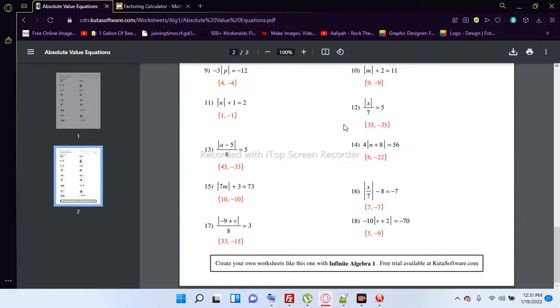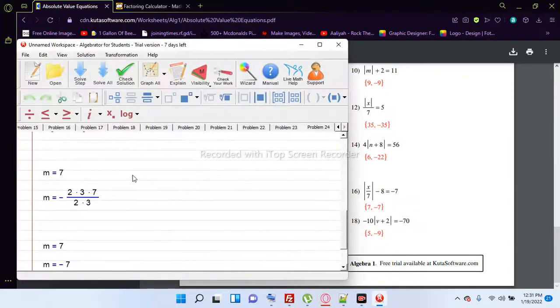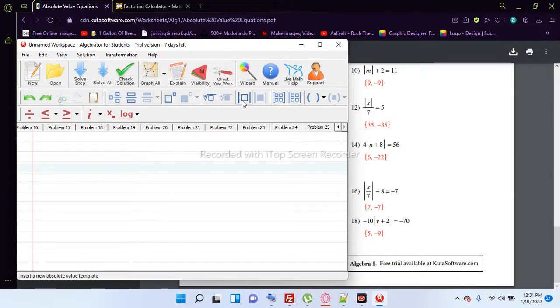let's see here. Let's try this one here. Okay? X over 7 minus 8 equals -7. Okay, X over 7 minus 8 equals -7. Excuse me. Okay, now what we're going to do, we're going to go back in, type in new. You hit this here. Now, inside of that, you need an equation. So you click that one.